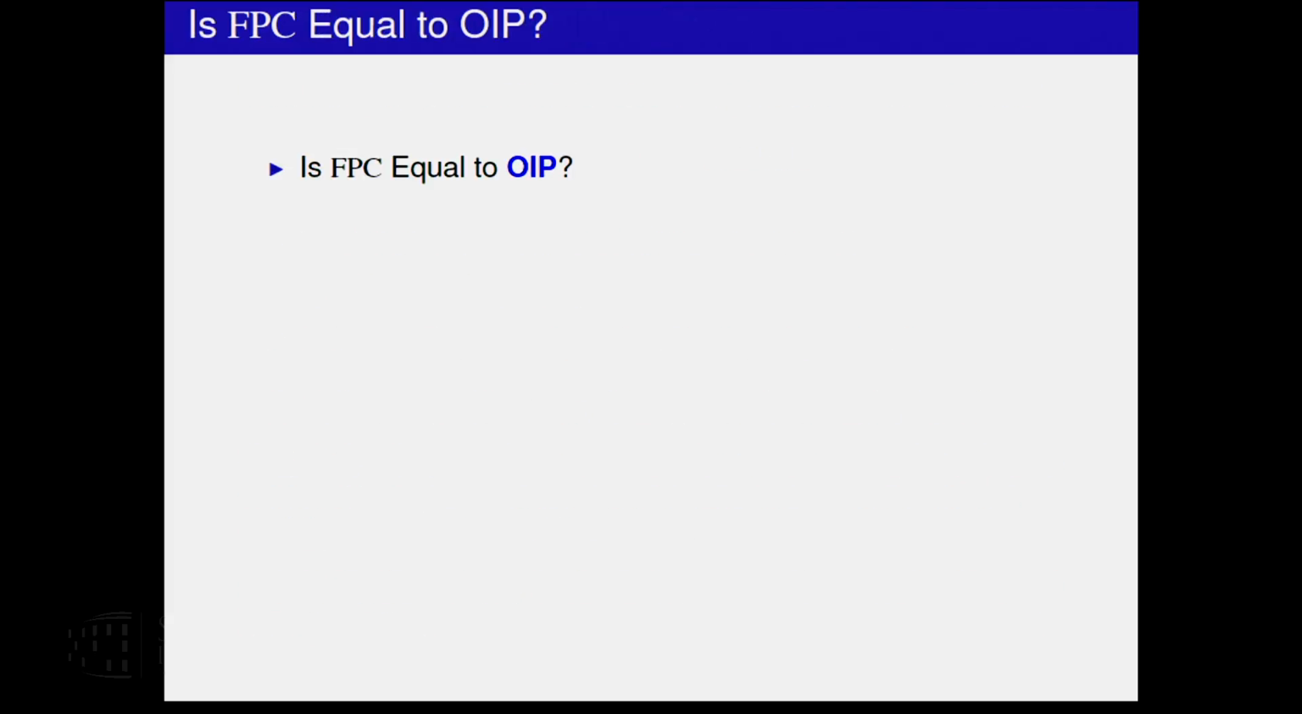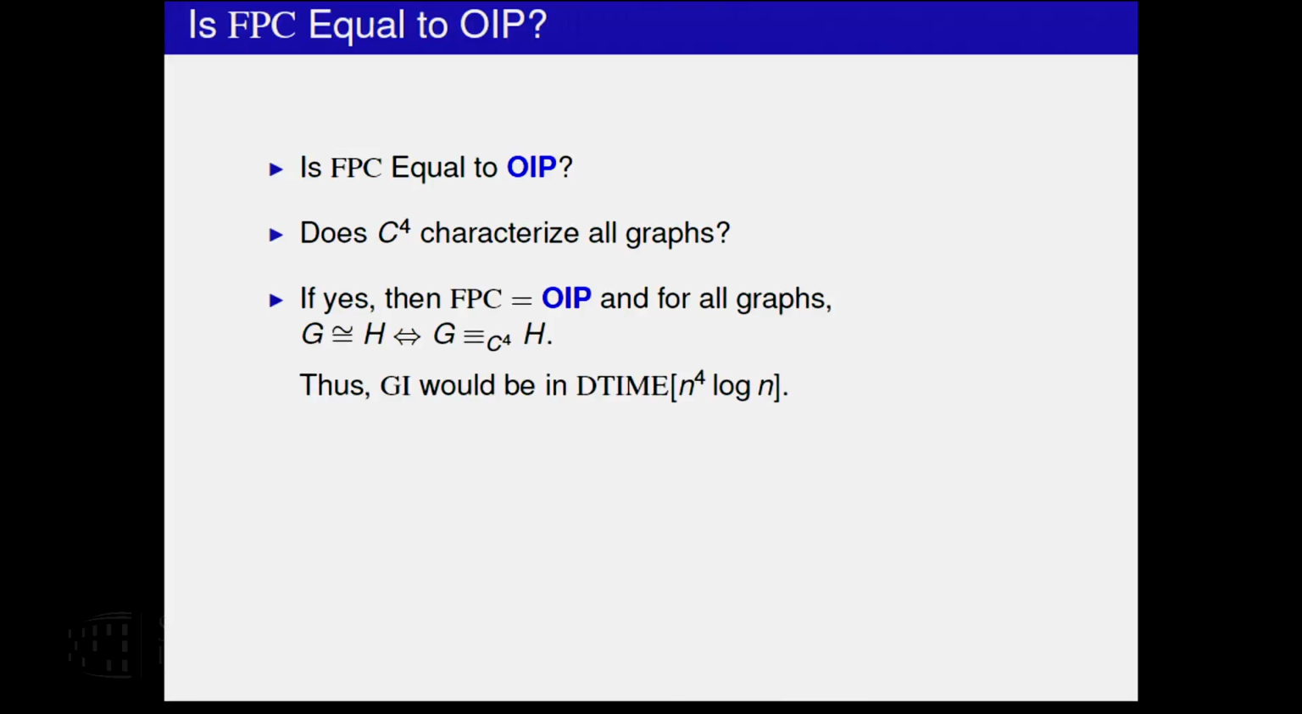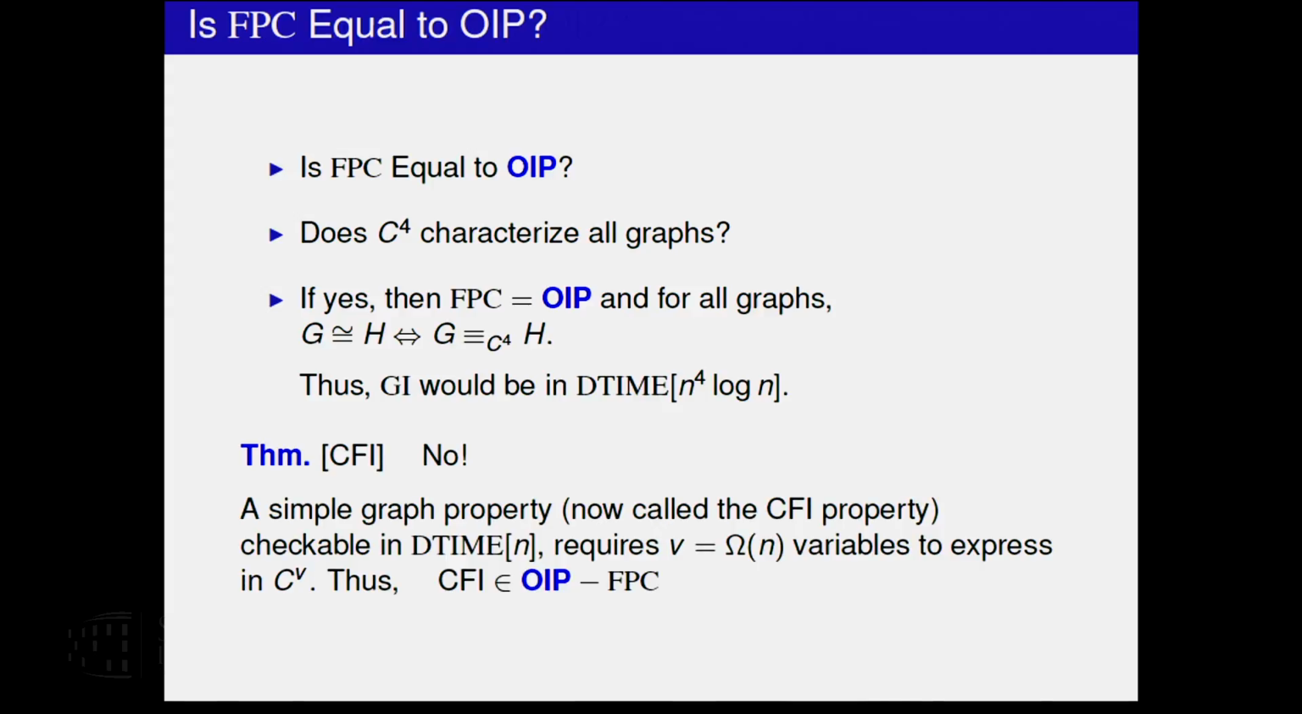so that was an open question. Was fixed point with counting equal to order-independent P? It was open quite a while ago, and in the paper with Martin Fürer and Jin-Yi Cai, we showed a lower bound, the so-called Cai-Fürer-Immerman problem is not polynomial time. So basically, it was open whether C4 characterized all graphs, and what we showed is no, you need a linear number of vertices to characterize all graphs.